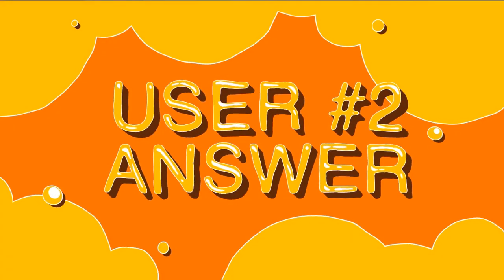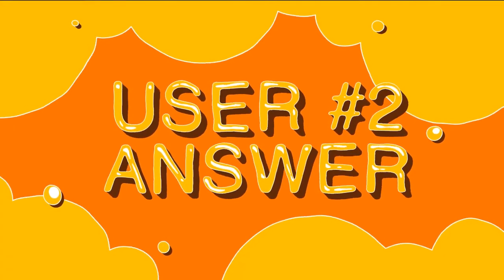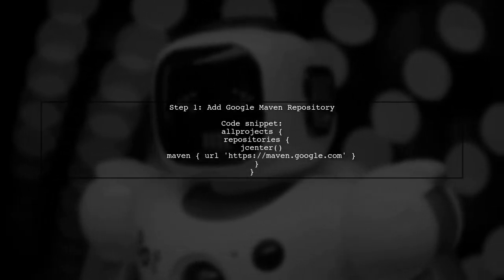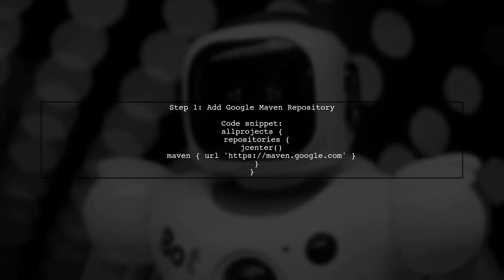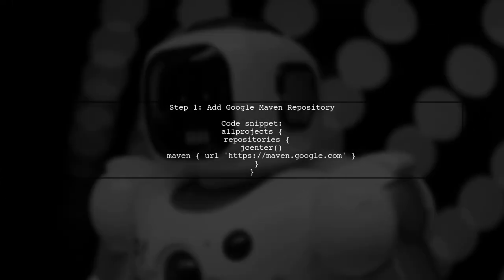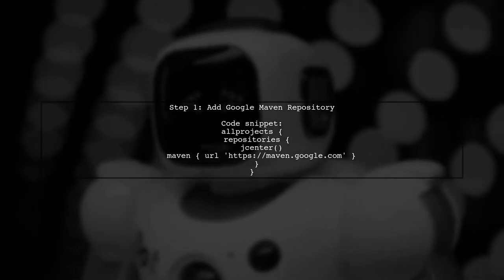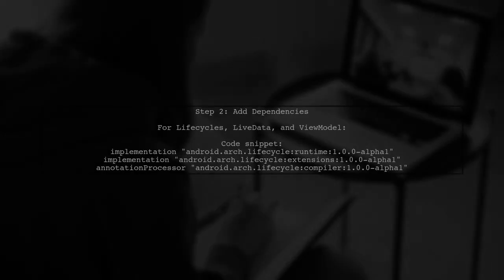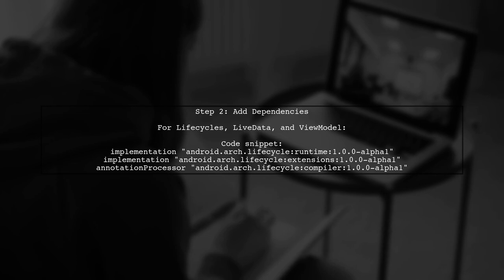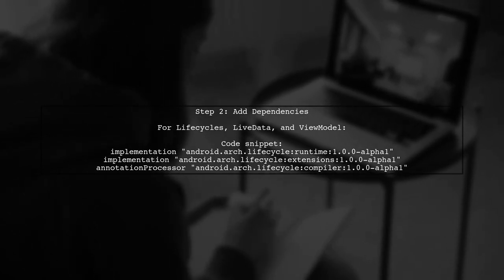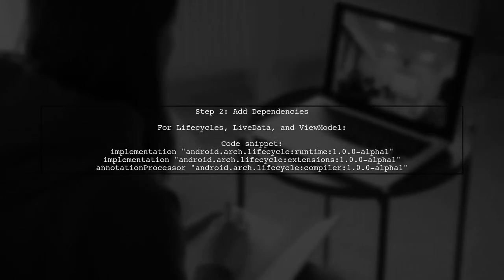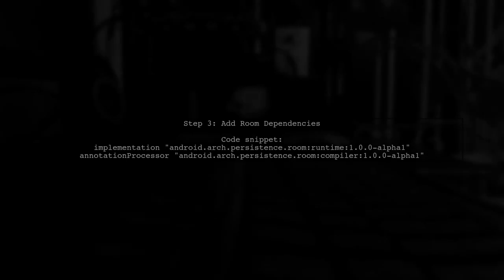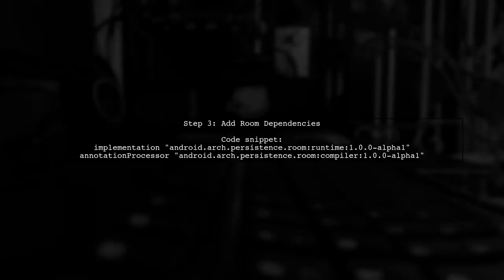Let's now look at another user-suggested answer. To import the Room Persistence library into your Android project, start by adding the Google Maven repository. Open the build.gradle file for your project and include the repository URL. Next, open the build.gradle file for your app or module. Here, you'll add the necessary dependencies for Room and other architecture components. Finally, to include Room, add the following lines to your dependencies.